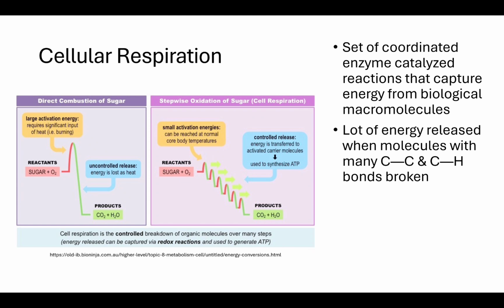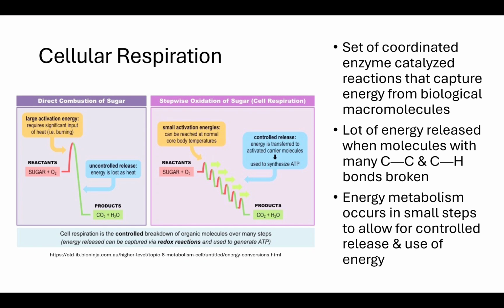You end up getting a lot of energy released when you break molecular bonds between two carbons as well as carbon-hydrogen bonds. Now, this is a process that occurs in a lot of small steps, and the reason for that is if you look at this diagram, if you were to directly burn sugar to release energy, you'd have to put in a large input of energy, and then you would have a lot of energy released at once, which would be very difficult to harness and use for biological processes.